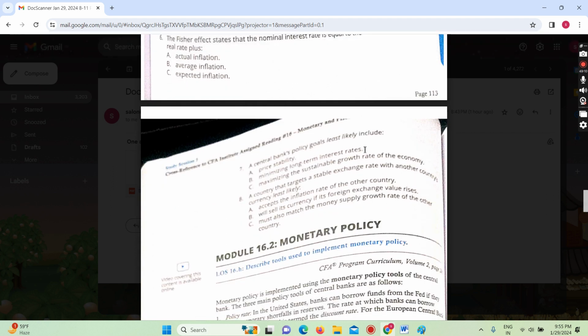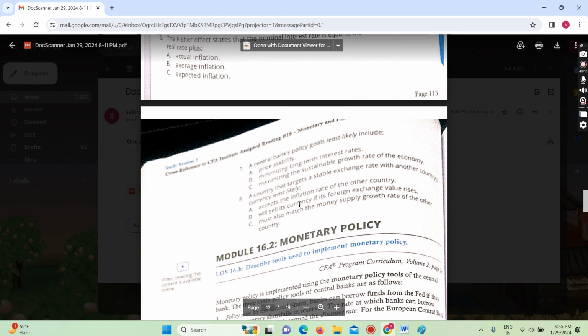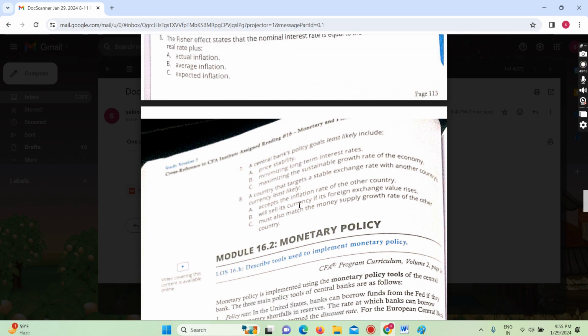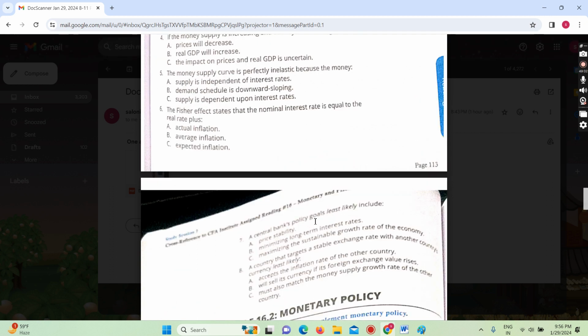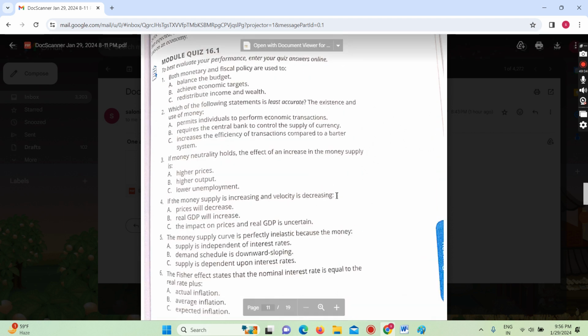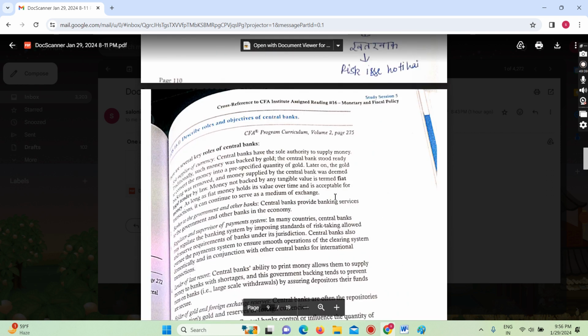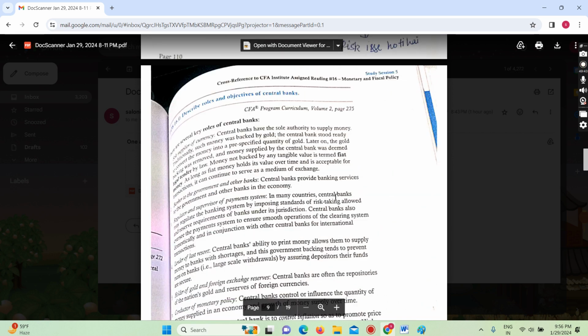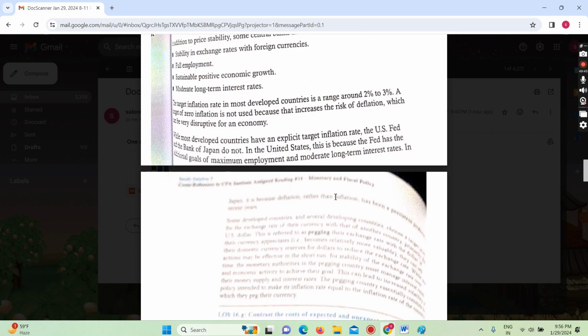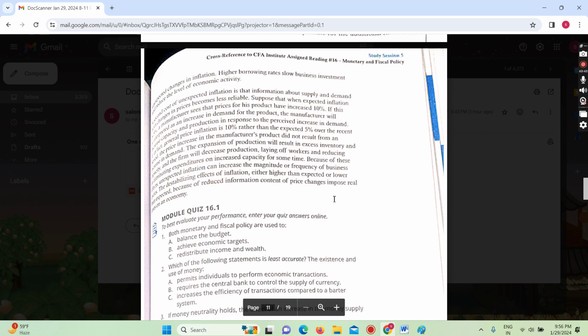Then comes the central bank policy goals: what is least likely to be included is minimizing the long-term interest rate. And a country that targets a stable exchange rate with another country's currency must also match the money supply growth rate of the other country. We did not read one page in this; after that, monetary policy will come further. We need to read this page, so we will discuss it further. This we skipped, and we need to read it as well. All right.